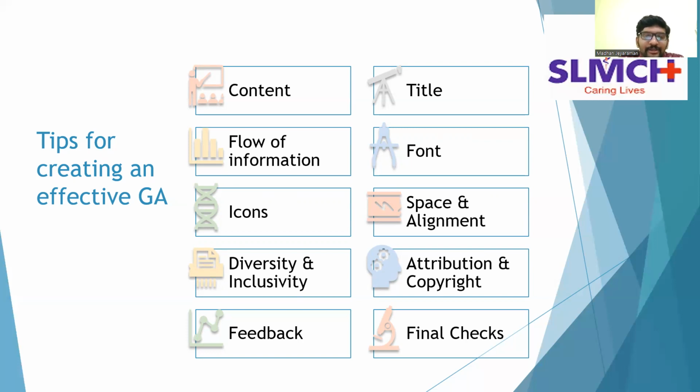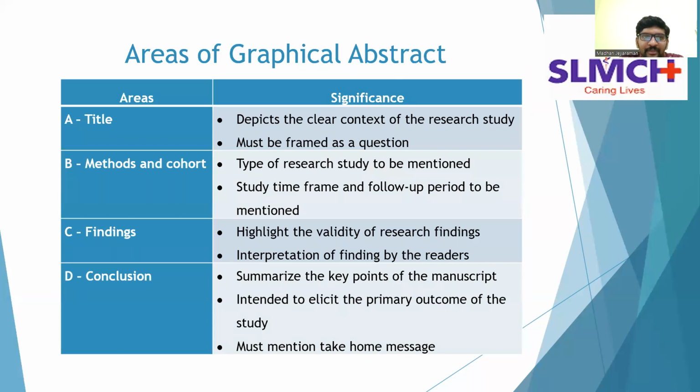Attribution and copyright: the image which we are going to share should be free from copyright. And the final checks should be done by 2-3 persons, who are our colleagues or peers. They will help us by giving feedback on what we added and what to be neglected. So these are the 10 tips to be followed for creating an effective graphical abstract.